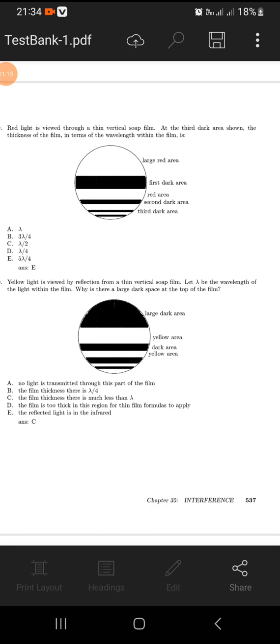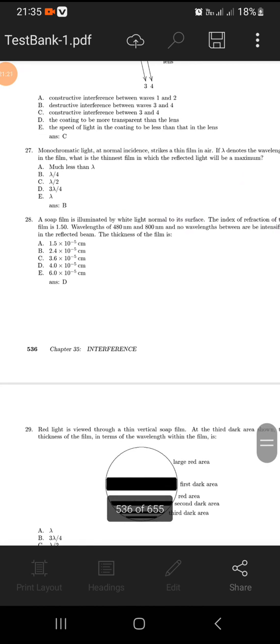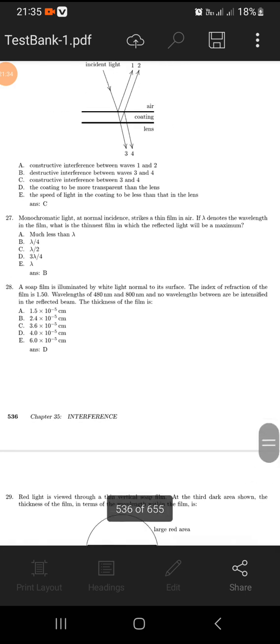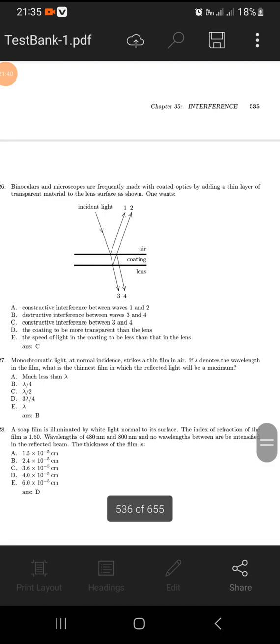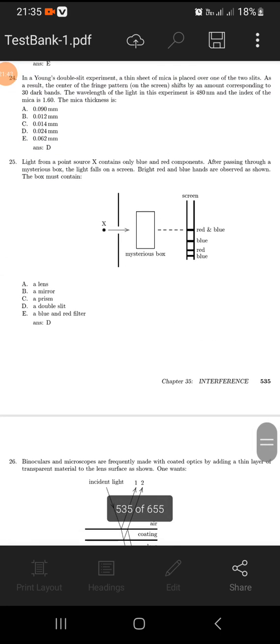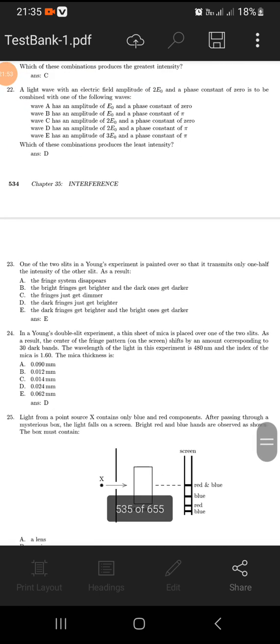The located white divided by the located black. Therefore, here the answer is what? I would have chosen 2.4. The answer is 4. It's 5 lambda over 4. Constructive interference between 3 and 4. Therefore, double slit. I would have chosen D, 0.024.